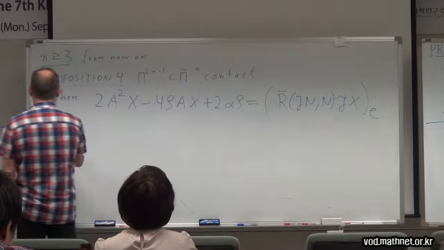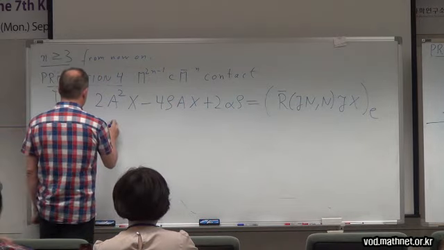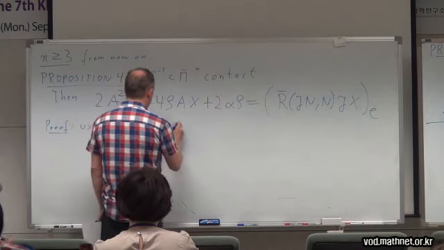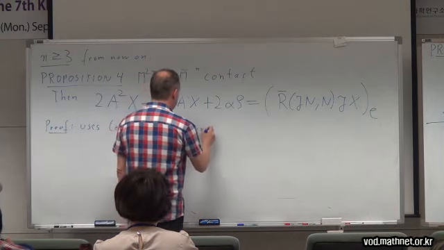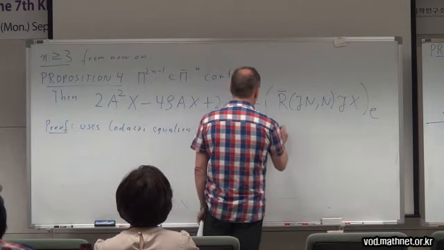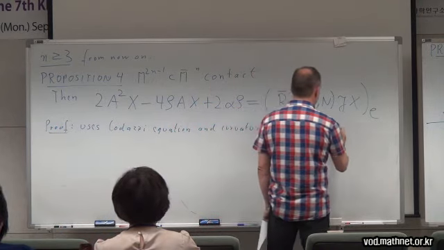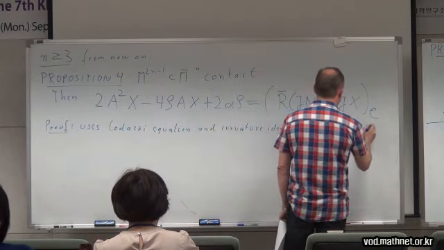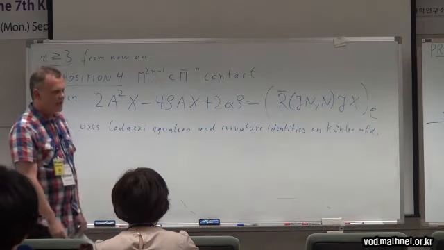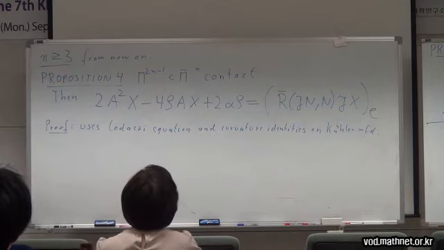So the proof, I don't want to write this down, somehow uses the Codazzi equation and curvature identities on Kaehler manifolds. It looks a bit abstract when you see this for the first time, but it is very useful.